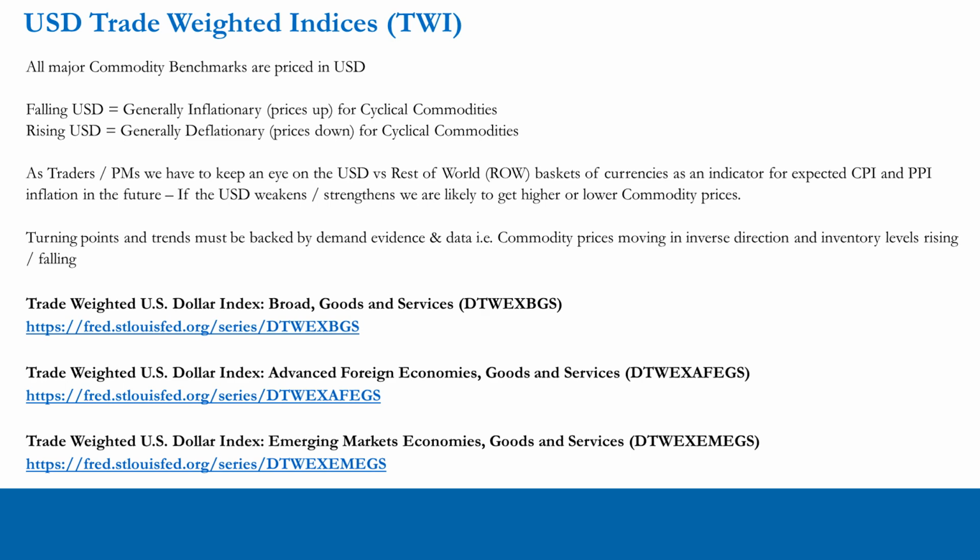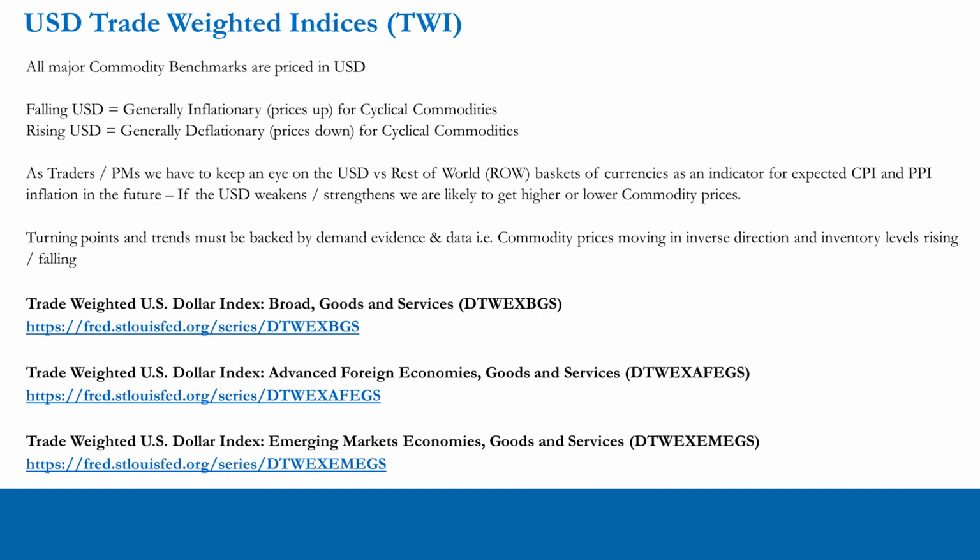Now there's three trade-weighted US dollar indices that we look at, and they're available in the trade-weighted spreadsheet file in the downloads area. And don't worry, all of the links are in there as well. Our three indices are firstly, the Broad Index for Goods and Services. Secondly, the Advanced Foreign Economies for Goods and Services. And third, the US dollar index for emerging markets economies for goods and services.